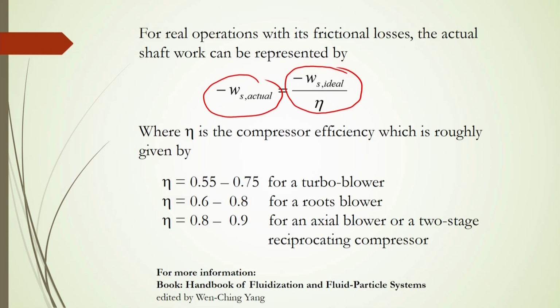Eta is the efficiency of the compressor, which is roughly given as follows. Eta will be equal to 0.55 to 0.75, that means efficiency of 55% to 75% for a turbo blower, 60% to 80% if it is a rotary blower, and this efficiency will be 80% to 90% if an axial blower or a two-stage reciprocating compressor is used to compress the gas from the lower pressure to the higher pressure through the distributor inside the fluidized bed. You can get more information from the Handbook of Fluidization and Fluid-Particle Systems, which is edited by Yang.